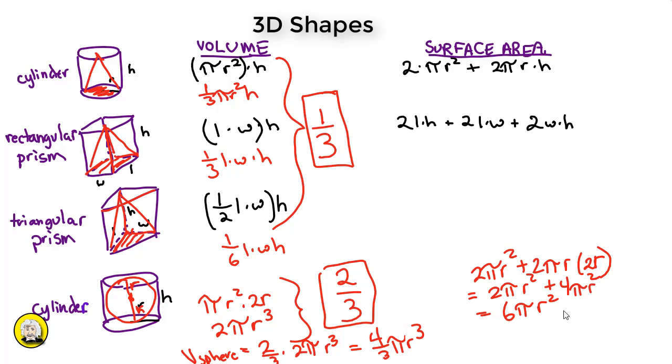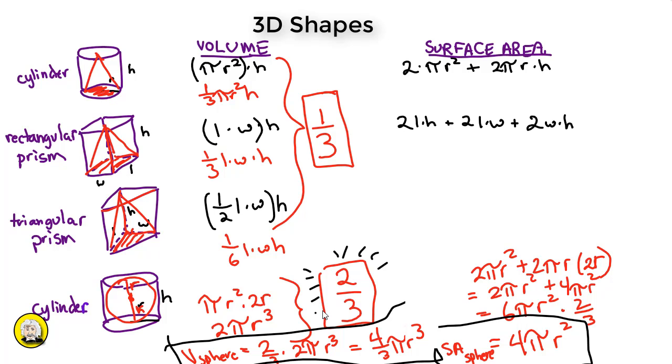And if we multiply that by 2/3, our factor for a sphere, that becomes 4 pi r squared. And sure enough, that is the surface area of the sphere. The sphere volume is 2/3 the volume of the cylinder into which it fits perfectly. The surface area of the sphere is also 2/3 of the area of the cylinder into which it perfectly fits.